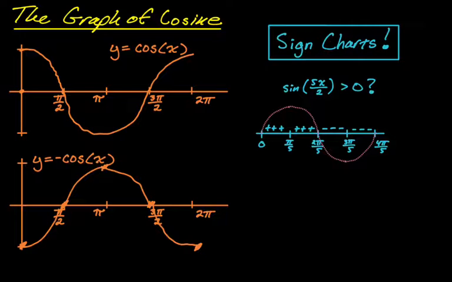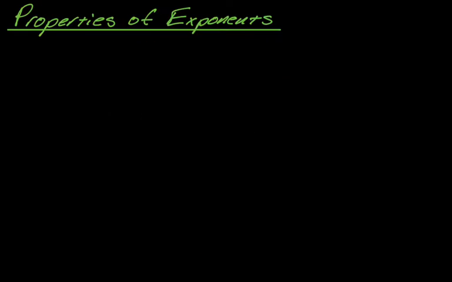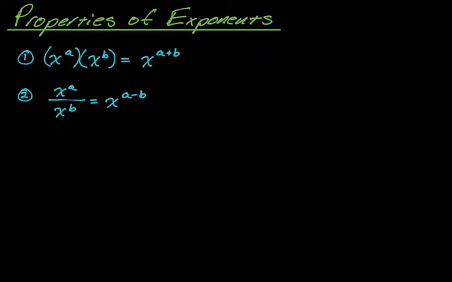All right, next up, we're moving into some algebraic stuff. So it's going to be the properties of exponents. Sorry, that was the answer to that question. Properties of exponents. All right, number one, if we have x to the a times x to the b, we're going to add the exponents. So same base multiplying, add the exponents. X to the a times x to the b is x to the a plus b. Number two, x to the a over x to the b is going to be x to the a minus b. So same base, dividing, subtract the exponents.